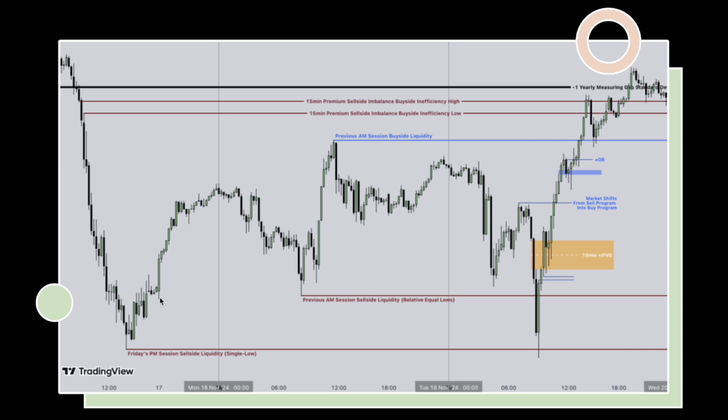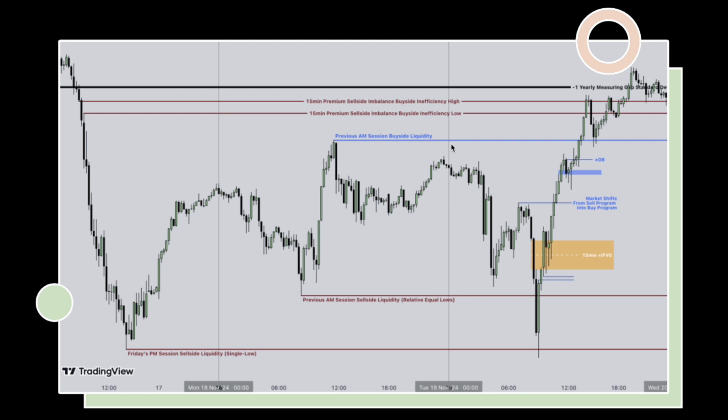We have this low right here, which is relatively equal to this one, which is relatively equal to this one. And then we also have this level of sell side, which is going to be a single low sell side liquidity pool. At the same time, we have this here.